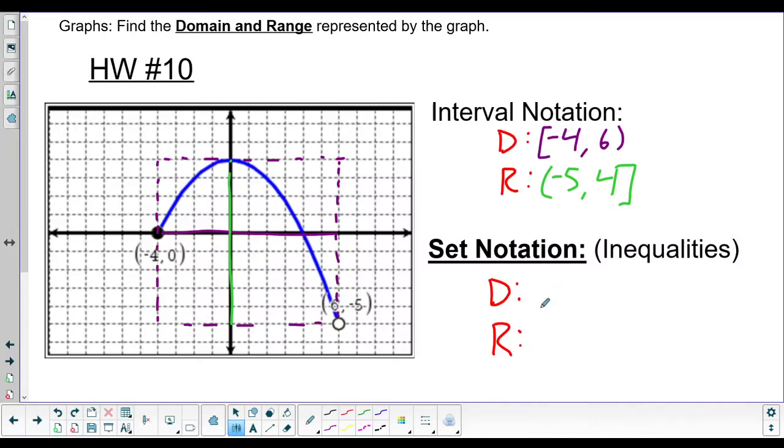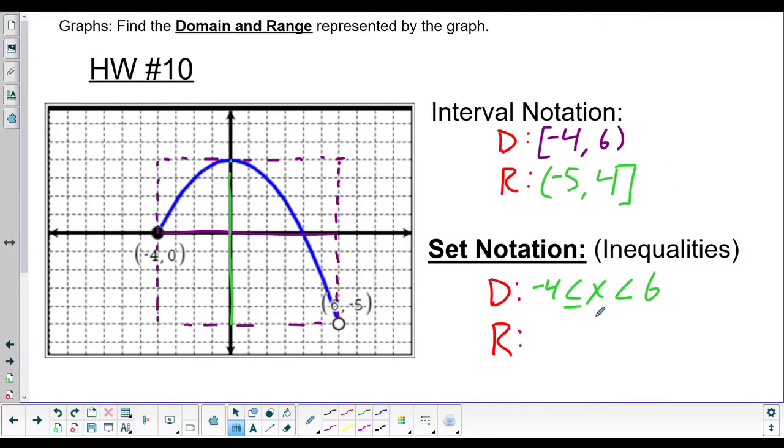Let's put our x in the middle, less than, less than. The smallest it gets is -4. The biggest it gets is 6. The -4 is included because it's closed in, so it gets a line under it instead of a bracket. The 6 has a parenthesis, so no line.